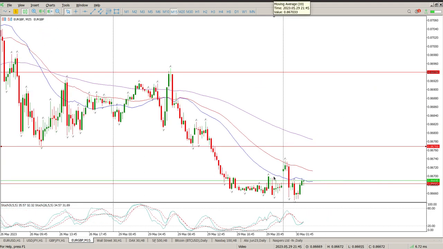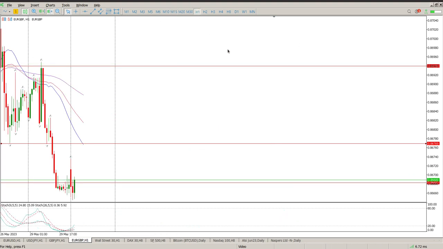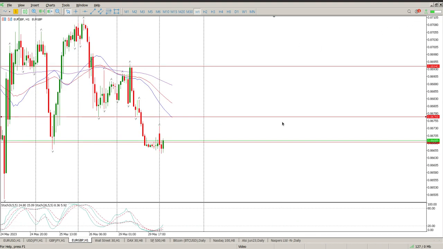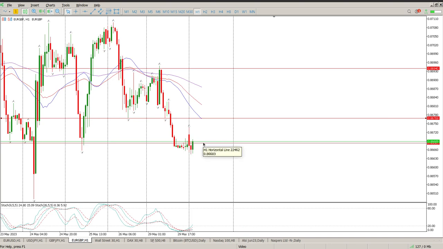So that's kind of the view that I've got at the moment. Wait for the pullbacks, and we're looking to continue this journey to the downside. Anticipating a pretty big break of this area that we're in at the moment at 0.86683. Anyway, hope that helps.